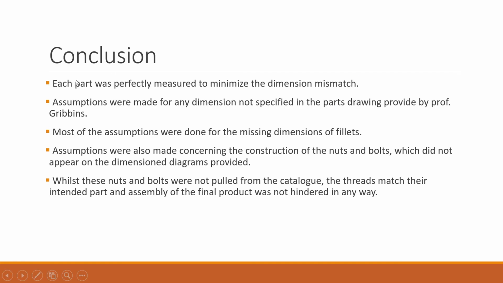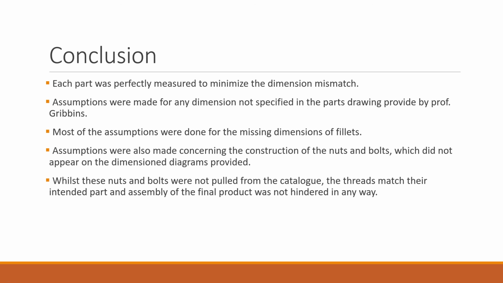Once all of these assemblies were built separately, they were all uploaded into the same master assembly, which was what was shown earlier in this report. In conclusion, each part was perfectly measured to minimize the dimension mismatch. This was accomplished through careful communication between both team members. However, not all of the parts made were fully dimensioned for us in the beginning. Assumptions were made for any dimension not specified in the parts drawing provided by Professor Gribbons. Most of these assumptions were done for the missing dimension fillets.